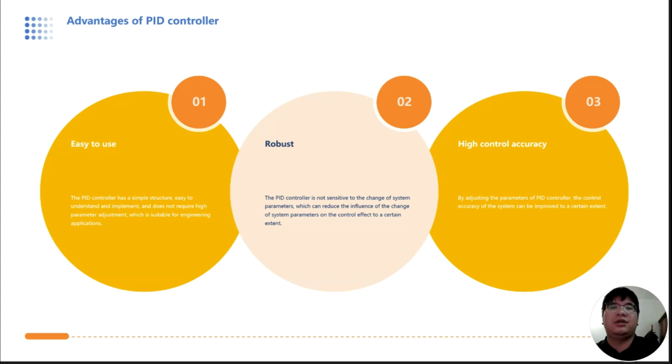Thirdly, the control accuracy is high. As long as the parameters are properly tuned, PID can achieve very high control accuracy, meeting the needs of the vast majority of industrial applications.